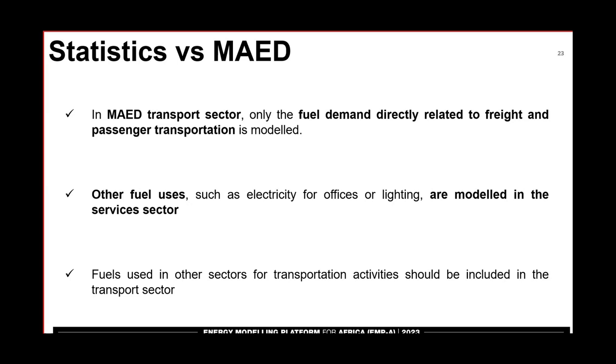So in this MAED model, only the fuel demand directly related to freight and passenger transportation is modeled. That is something that we clearly need to understand. Because, let's say, for example, if you have a transportation company, that transportation company may have some offices. But if you just go there and ask them their energy balance, how they are consuming energy, they may give you even the diesel that they are using in their generator. They will give you also the electricity that they are consuming for their computers and so on and so forth. And if you don't take care, you may imagine that probably they even have an electric car, or you may make a confusion and put that electricity as electricity that is going to be consumed by cars. So you have to be careful and prepare your energy balance accordingly.